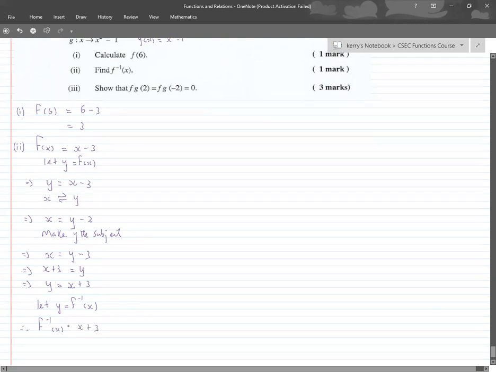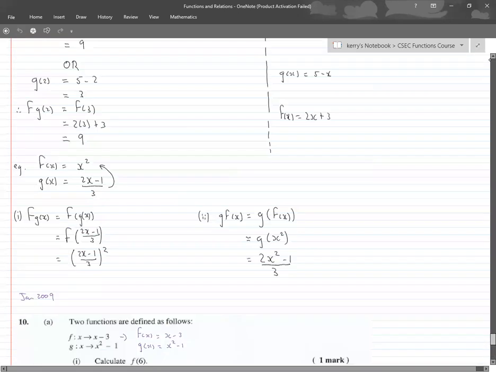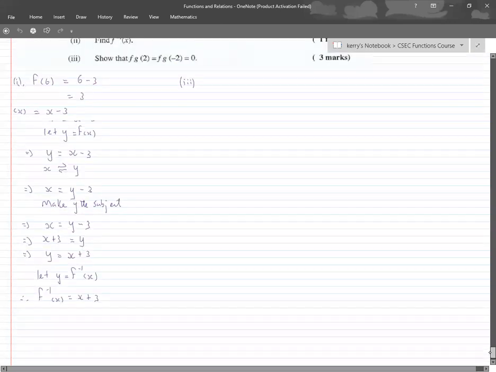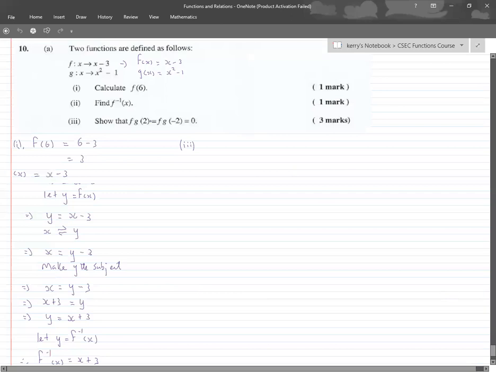We're done. A few easy steps, nothing too bad there. All right, and now part 3. I'm going to do part 3 on top here so we can still see the functions a little bit. We want to show that f of g of 2 is equal to f of g of minus 2, which is 0.